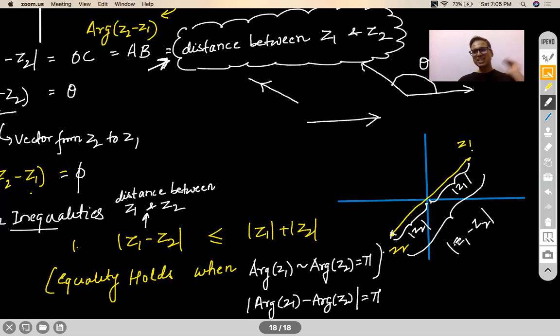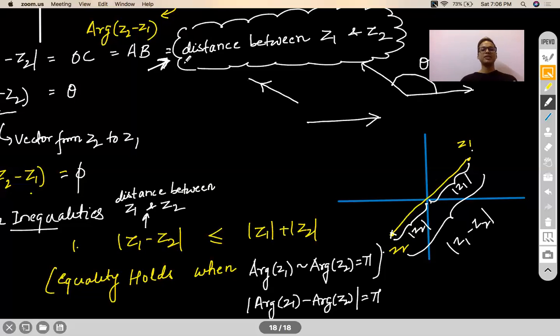You have a perception that Z2 is always in the first quadrant. So if something comes in the third quadrant, it should be minus Z2. I would like to change that. Z2 can be anywhere in the 4 quadrants. Right, Anurag? You have a feeling that Z1 and Z2 are always in the first quadrant. No, need not be. I can take Z1, Z2 anywhere I want.